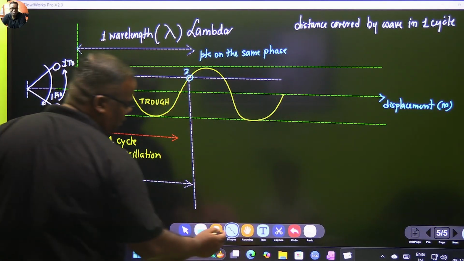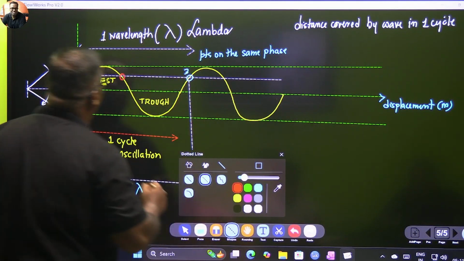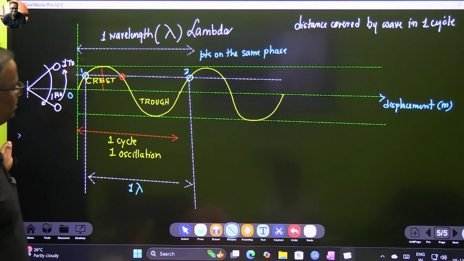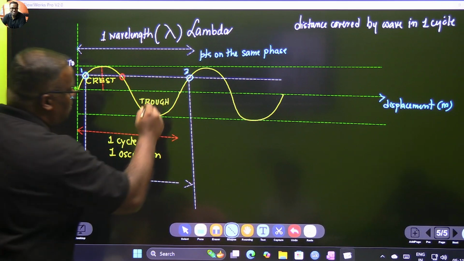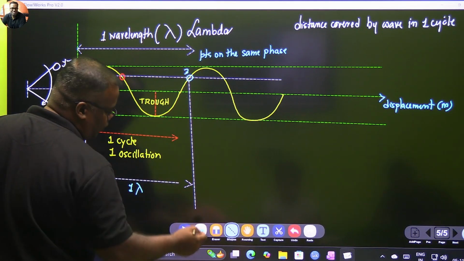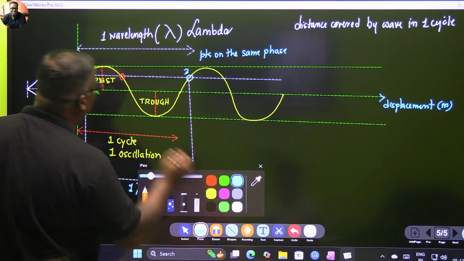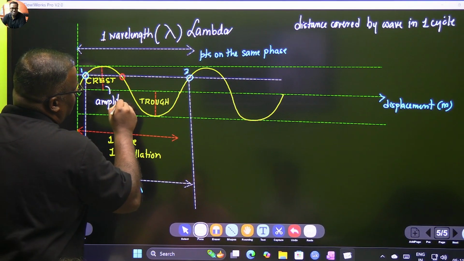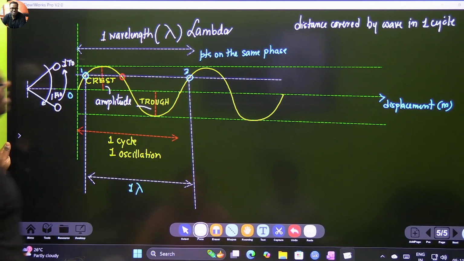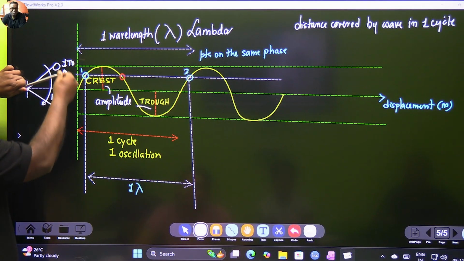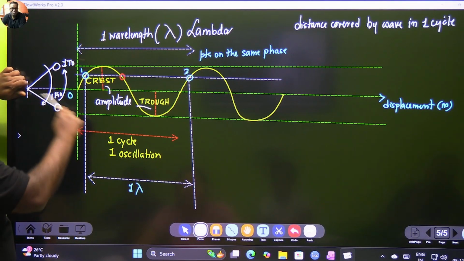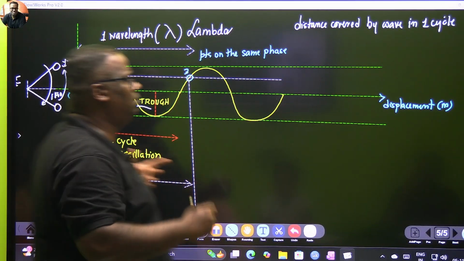Next, okay, hope it is not getting tough. Next is the maximum rise that you get in a crest, or the maximum depression that you get in a trough. This is known as your amplitude. This is easy. What is amplitude? Deflection from the mean position to the extreme right or to the extreme left. We can give more examples of this.